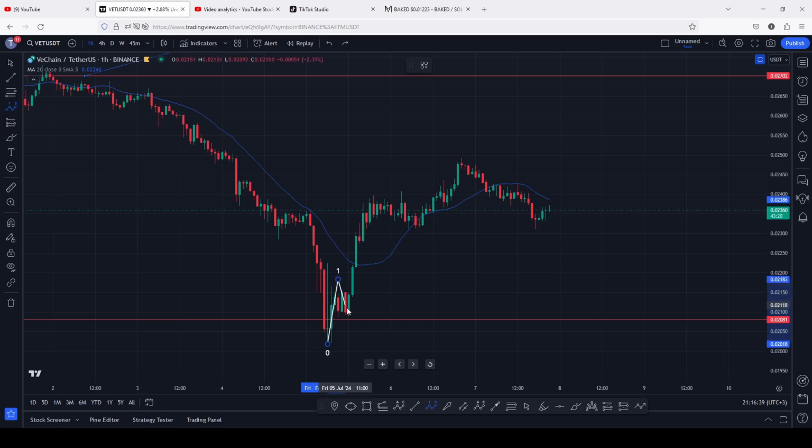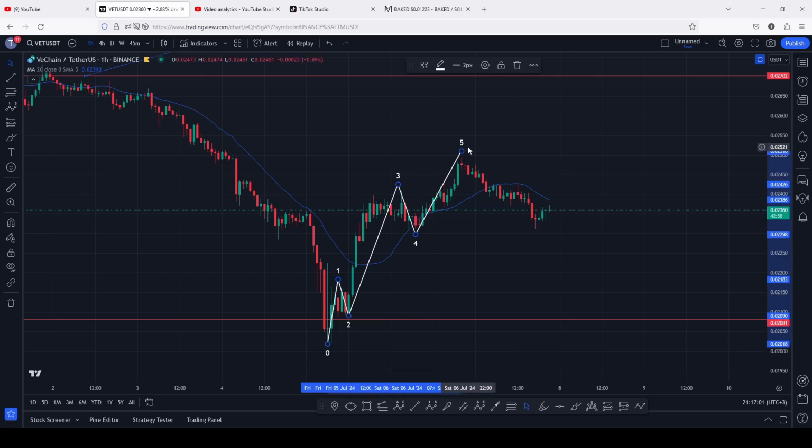Then we saw a bit of a breakdown move in the formation of this wave 2, then a wave 3, a wave 4, and finally yesterday, Vechain was able to put in place a high in the formation of that Elliot wave count 5. And after seeing the formation of this 5-wave structure, we can term that as a larger Elliot wave count 1. So we can have that as a larger Elliot wave count 1.